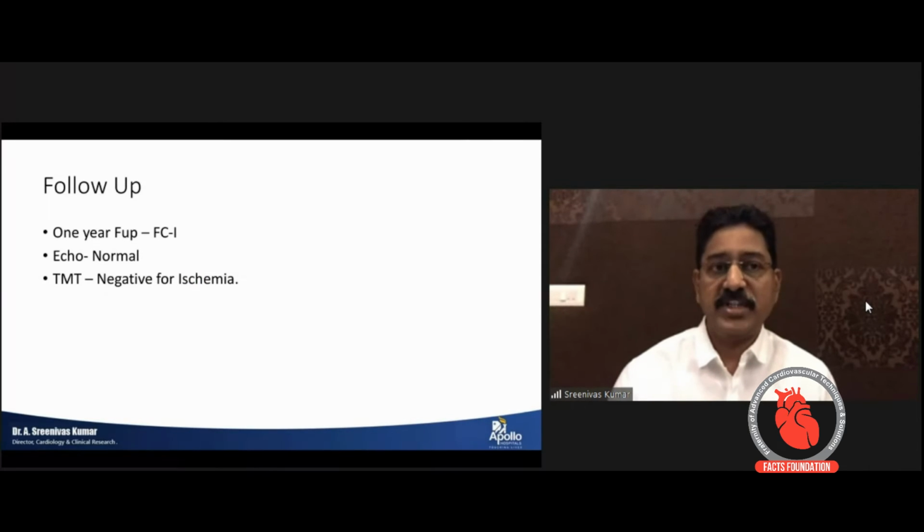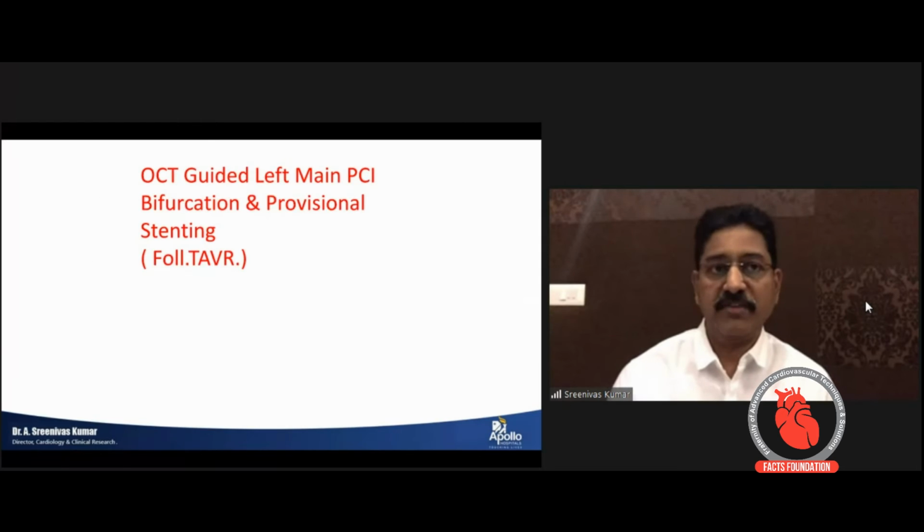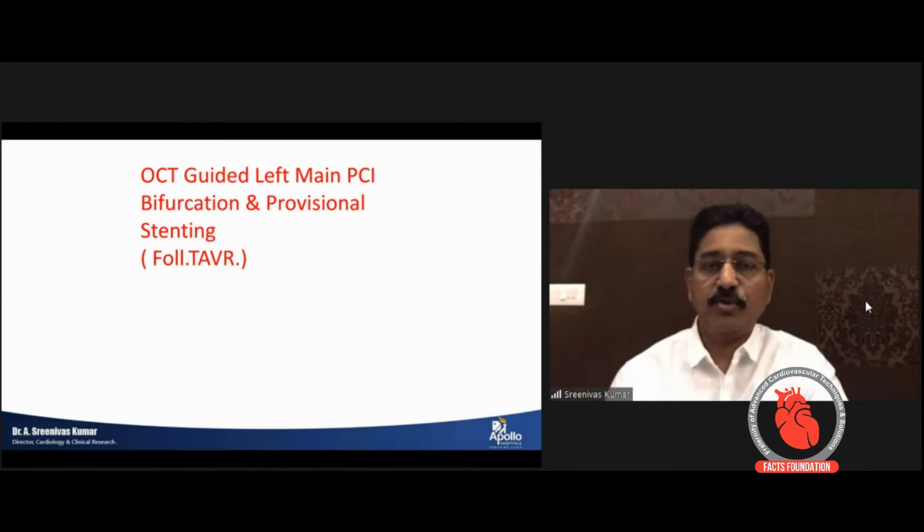And later on, the patient is doing fine, and the TMT at 1 year follow-up also came negative. That's about calcific lesions and the help of OCT in diagnostic assessment.